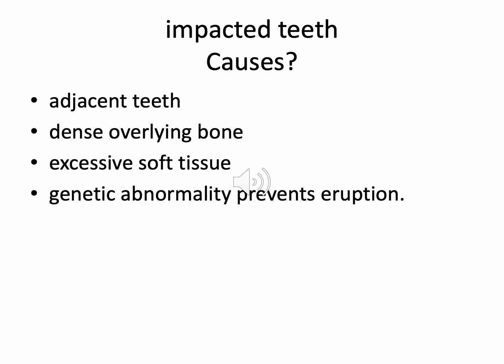What causes a tooth to become impacted? It could be one of many things. It could just be that the adjacent teeth blocked it out. You see this all the time with upper canines. It could be dense overlying bone, excessive soft tissue, or genetic abnormalities. All of these things can contribute to prevention of eruption of a tooth within the normal time frame.